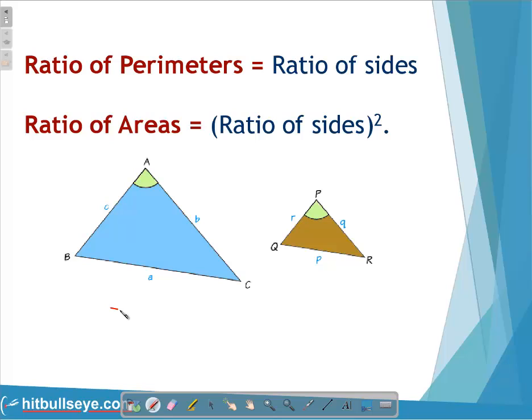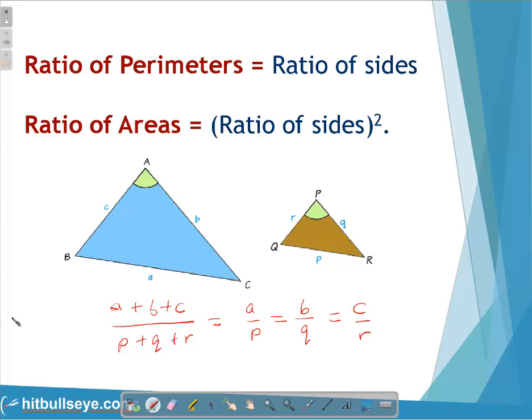Means A plus B plus C upon P plus Q plus R is equal to A by P is equal to B by Q is equal to C by R. The first definition. Also, we could say the ratio of areas is equal to the ratio of sides square or the ratio of perimeter square.